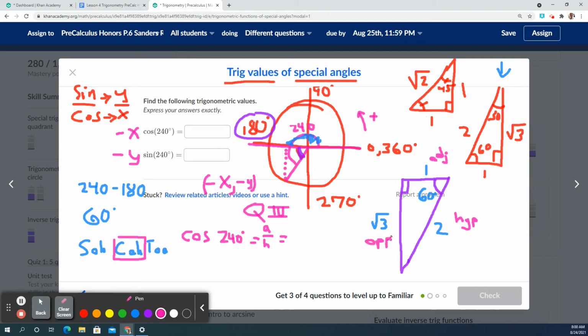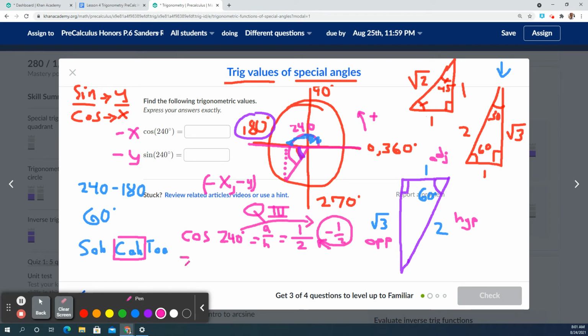Okay, we're dealing with the 60 or the 240, so all of it will maintain that. Adjacent to 60 is 1. Hypotenuse is 2. Well, that's easy. Cosine of 60 is 1/2. The 240 means what? Don't forget, it's negative 1/2 because we're in quadrant 3. All right, so negative 1/2 here. Circle that answer for that one.